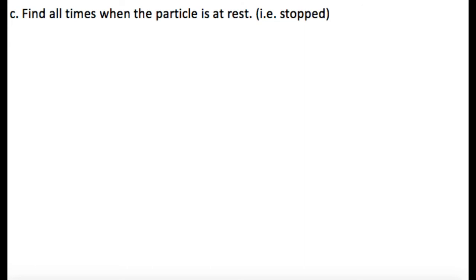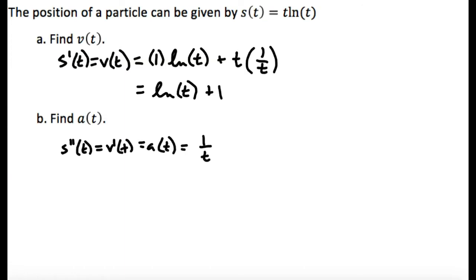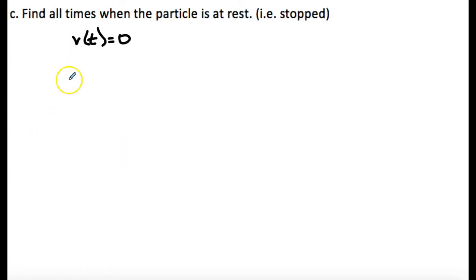All right, so when the particle is at rest, we want to take our velocity function, remember, and set that equal to 0. So my velocity function is natural log of t plus 1. So I'm going to say natural log of t plus 1 equals 0. Well, I need to get the natural log function by itself, so I'll go ahead and subtract 1 from both sides. So we get natural log of t equals negative 1.